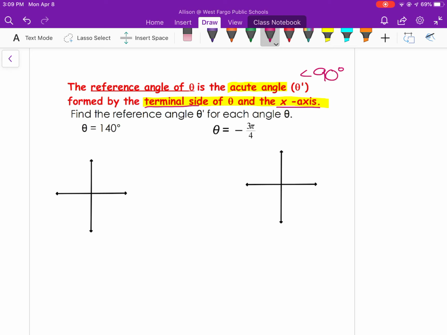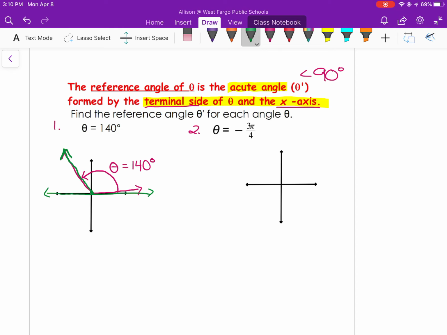So finding the reference angle for number 1 here is 140 degrees. So first you start with your vertex at 0, 0, and the positive x-axis is your initial side. And if we want positive, we got to go counterclockwise 140 degrees. So just about like that. So here's our theta, 140 degrees. Now the reference angle is formed by the terminal side and the x-axis. So here's my x-axis, and there's my terminal side, and it has to be an acute angle.